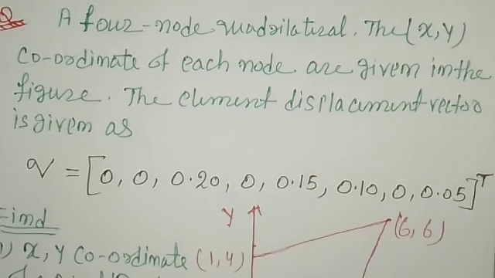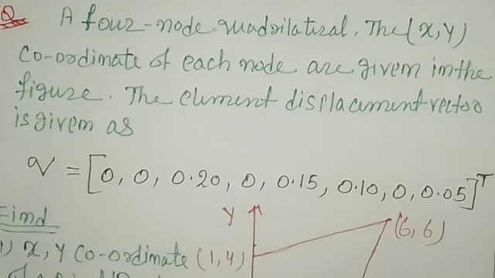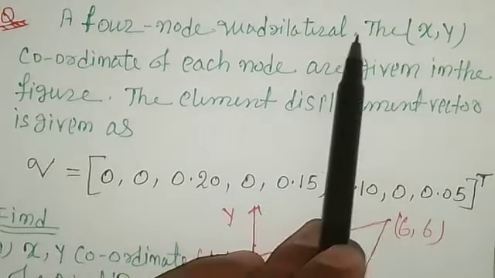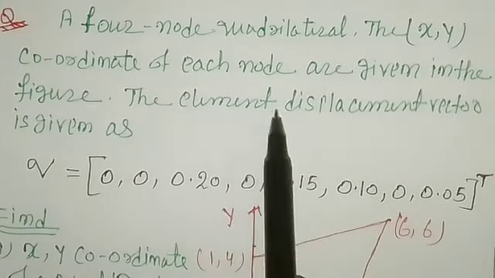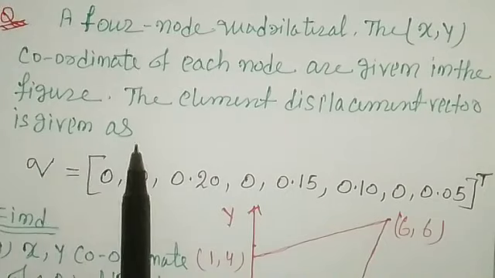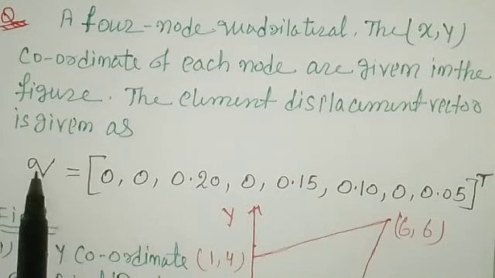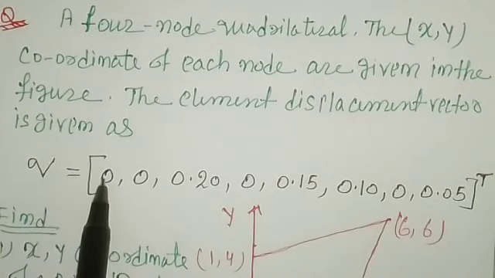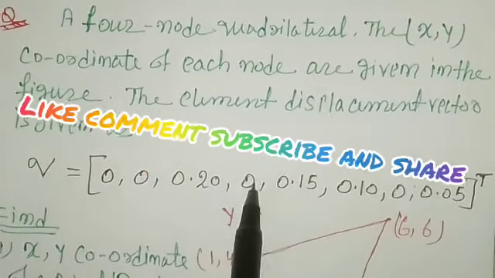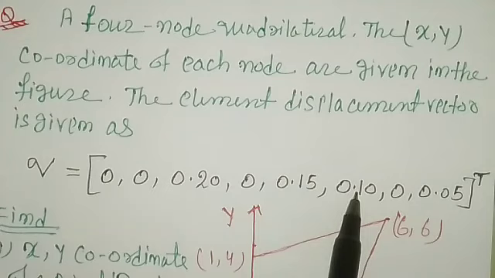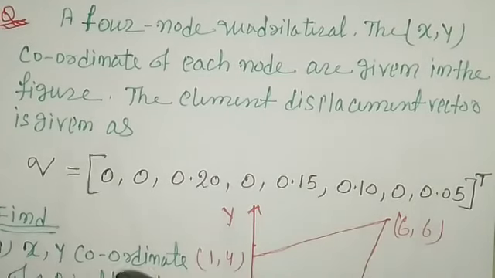In this video, we will solve one numerical problem which is related to the four noded element, or we can say the problem based on the quadrilateral shape, right? So one problem on the screen, a four noded quadrilateral, the xy coordinate of each node are given in the figure. The element displacement vector is given as q is equal to, this is the nodal displacement, 0, 0, 0.20, 0, 0.15, 0.15, 0, 0.05.